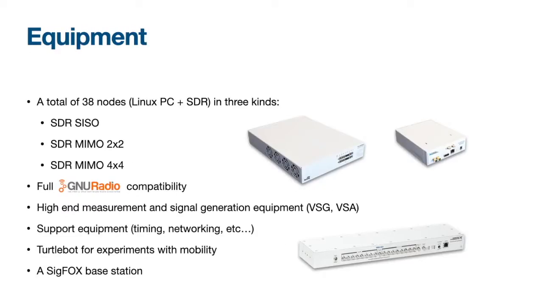Here we have a list of equipment that we can use with FIT CorteXlab. We have a total of 38 nodes, a node being a Linux PC plus an SDR, and the SDRs come in three kinds. A SISO SDR, which is a National Instruments N2932 USRP, and we have two MIMO ones, which are coming from Nutaq. These are the PicoSDRs, MIMO 2x2 and MIMO 4x4. All of them are compatible with GNU Radio.